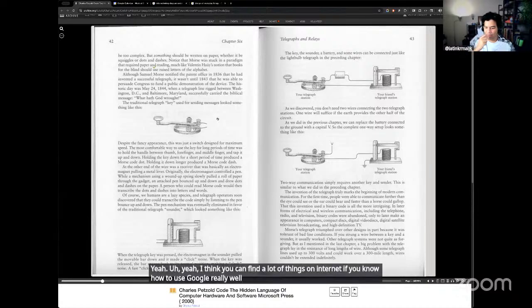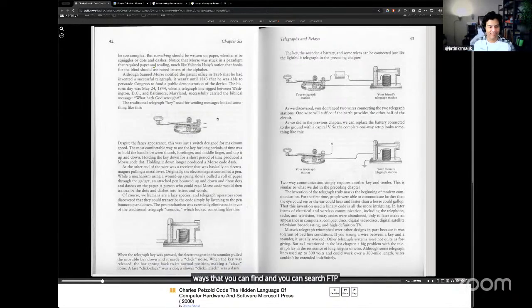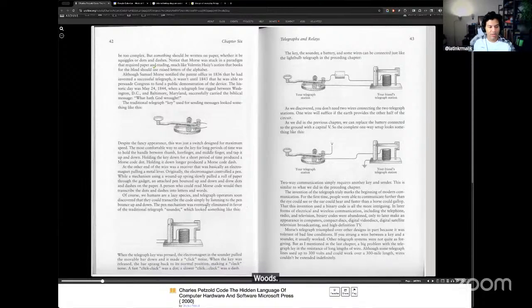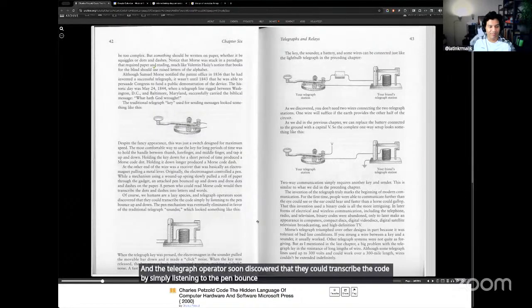Google has a lot of hidden ways that you can find things, and you can search FTP servers and file types. Yes. So there was a pen, and then there would be a wound-up spring that would take a paper and pull it through the gadget, and the pen would go up and down to draw dots and dashes. A person who could read Morse code would then transcribe the dots and dashes into words. Of course, we humans are a lazy species, and the telegraph operator soon discovered that they could transcribe the code by simply listening to the pen bounce up and down.